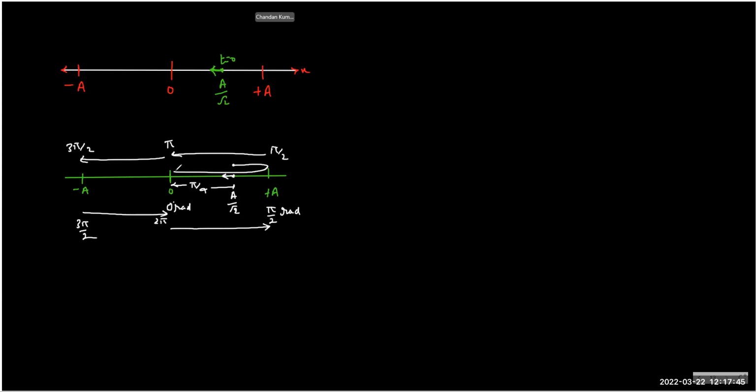So we know that the entire angle from here till here is phi. This is pi by 4. So what is the remaining part? Phi minus pi by 4. Exactly. So the rule is, when you reverse the direction, we have to subtract from the pi value.